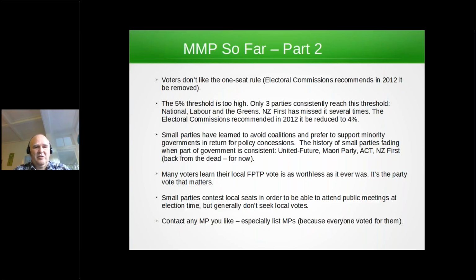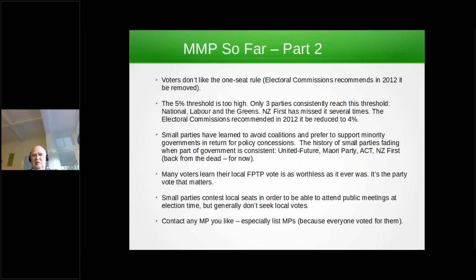The 5% threshold's too high. There are only 3 parties that can consistently reach it: National, Labour, and the Greens. New Zealand First has missed it several times, and in fact, they disappeared entirely from Parliament for at least one term because they didn't have a local seat and they couldn't get to 5%. Now, small parties have also learned to avoid coalitions and prefer to support minority governments in return for policy concessions. The history there is that small parties fade in a coalition because they're small and they can't say much that's negative because they're bound by the convention of cabinet solidarity.